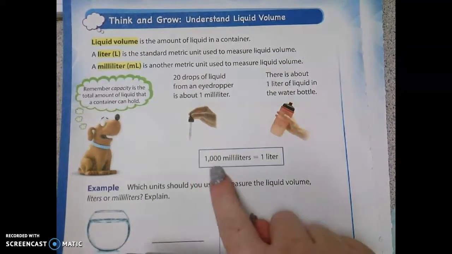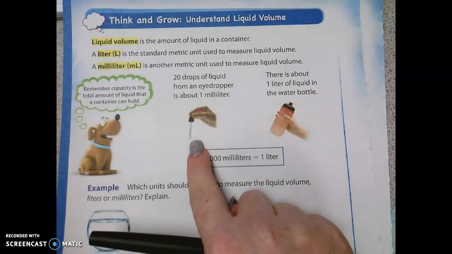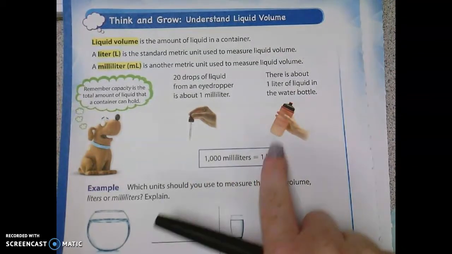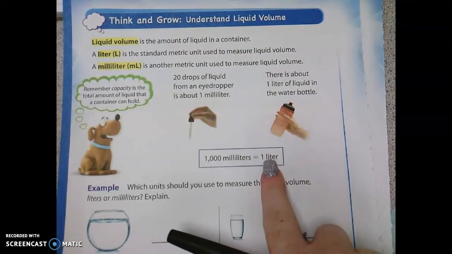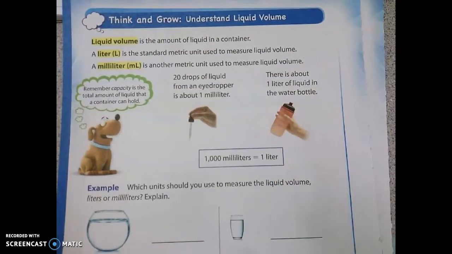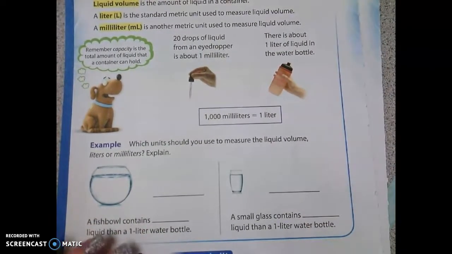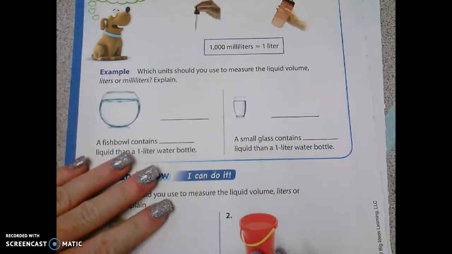Okay, think about it like this. It takes 1,000 milliliters, thousands of these drops, to make 1 liter. Okay, to make 1 liter of water. To make 1 bottle of water. Okay, remember that. So let's look at these examples.